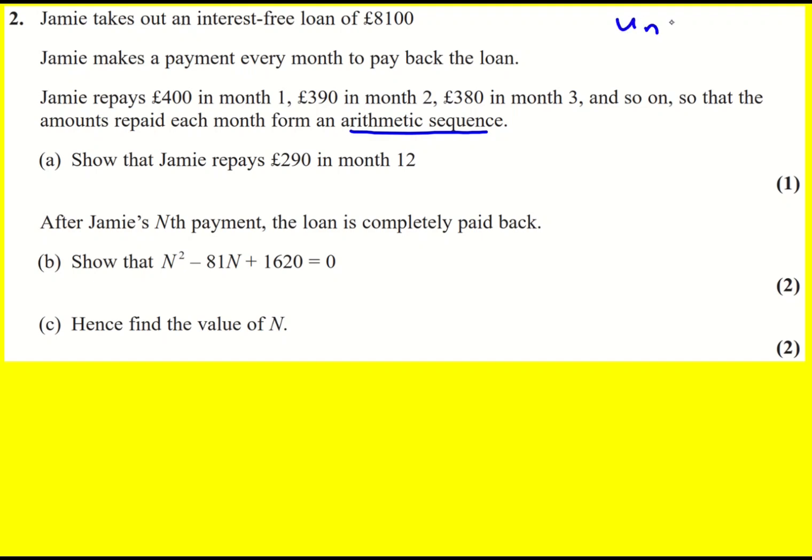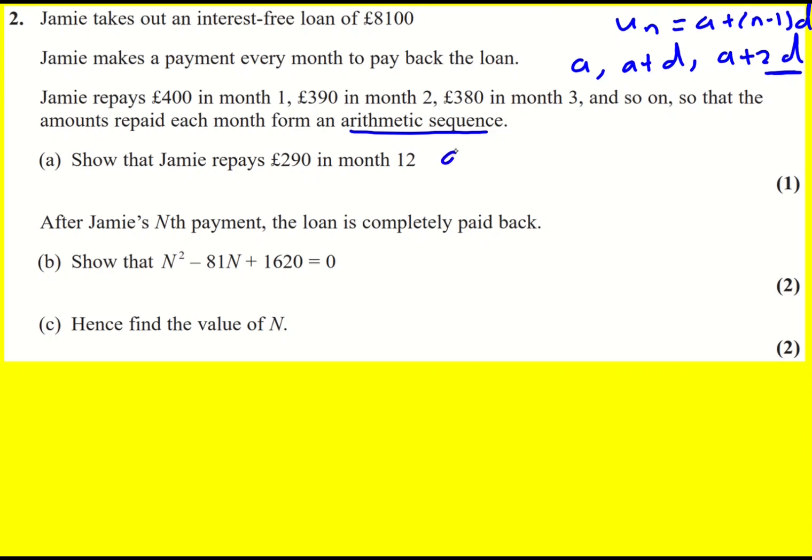So the nth term of an arithmetic sequence is a plus (n minus 1)d. If you write the sequence down, it would be a, then a plus d, then a plus 2d. It's always one fewer d's than the term number, because the first term doesn't have any in.